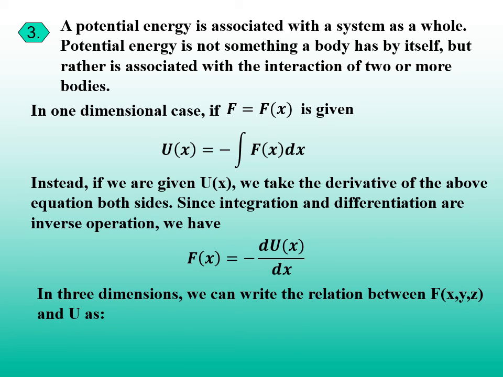In the three-dimensional case, we can write the relation between F(x, y, z) and U as F_x equals minus partial derivative of U with respect to x, F_y equals minus partial U partial y, F_z equals minus partial U partial z.